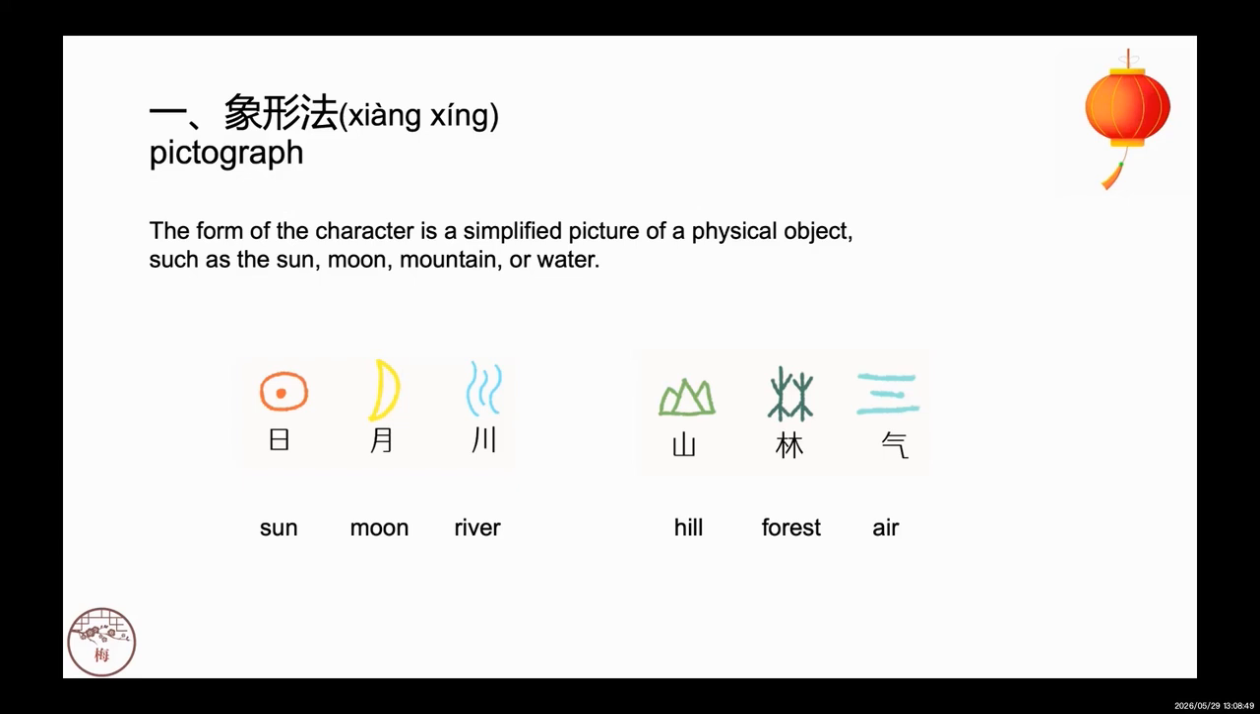So you can see that I think it's quite reasonable for our ancestors to create characters based on the shape of the object in the nature, right? Because it's so apparent that it resembles something real so that it's quite easy for people to communicate.